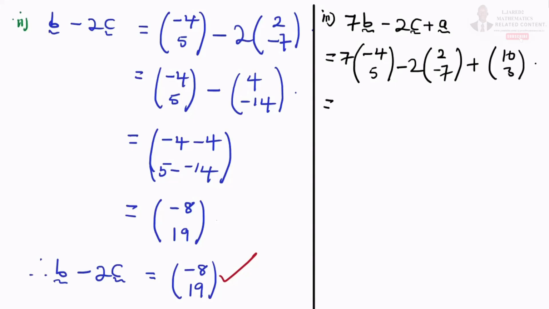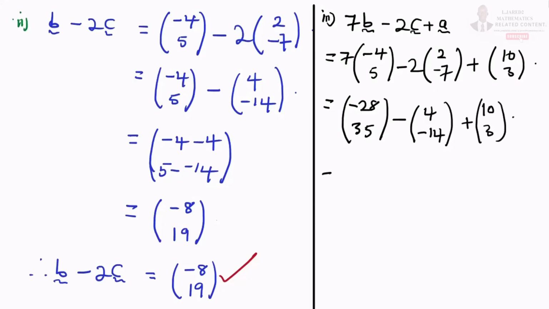So as we simplify, 7 multiplied by negative 4 is giving us negative 28. Then 7 times 5 is giving us 35, minus 2 times 2 is 4. Then 2 times negative 7 is negative 14, plus (10, 3). So let's simplify. So this is the same as having negative 28, minus 4 plus 10. We do it at once. Then 35, minus and the minus is going to become a plus, or we can have negative minus negative 14 plus 3.